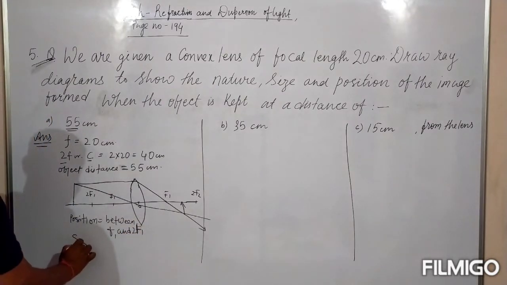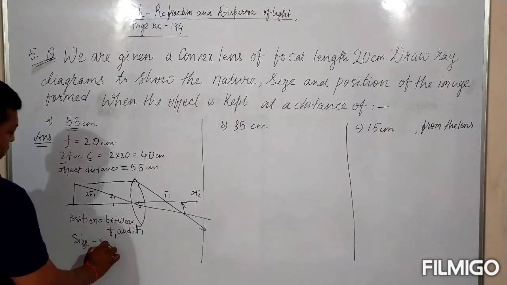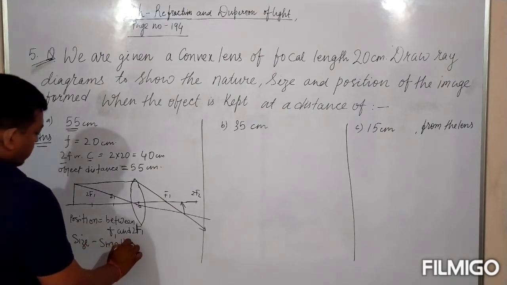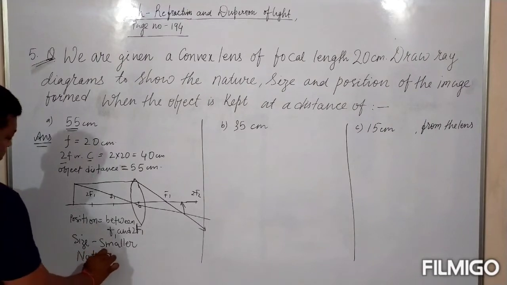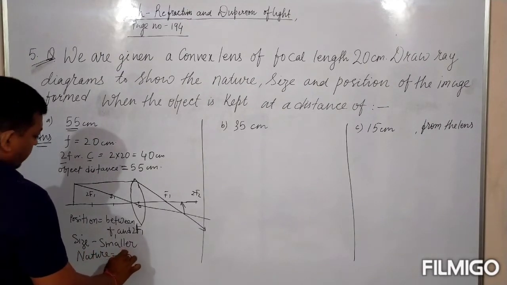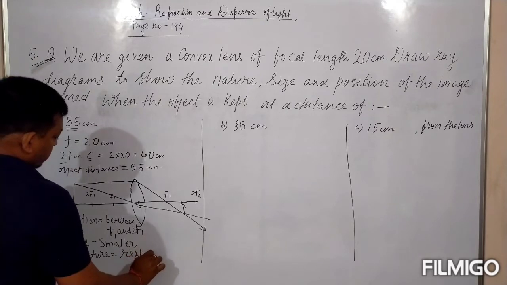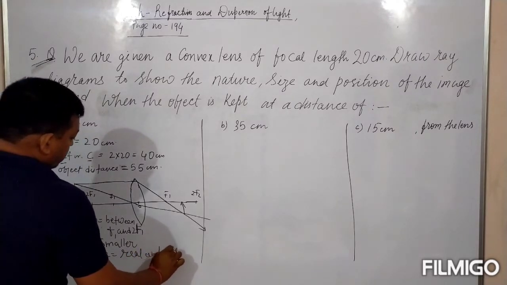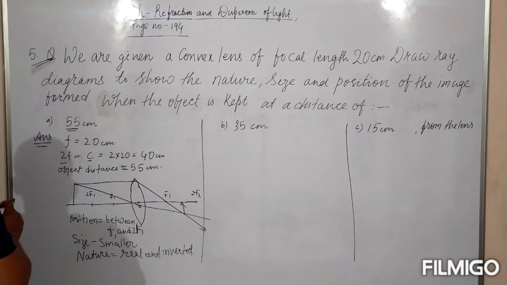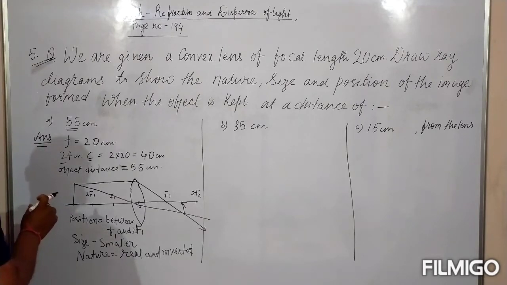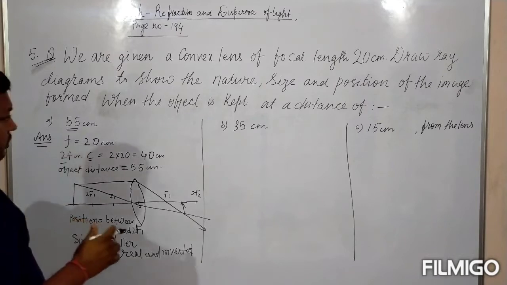Size: smaller. Nature: real and inverted. So this is the nature of the image. When the focal length is given, it becomes easy.